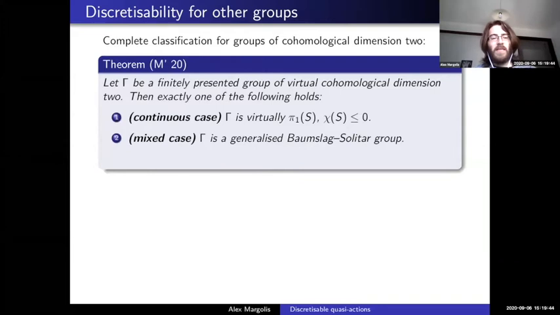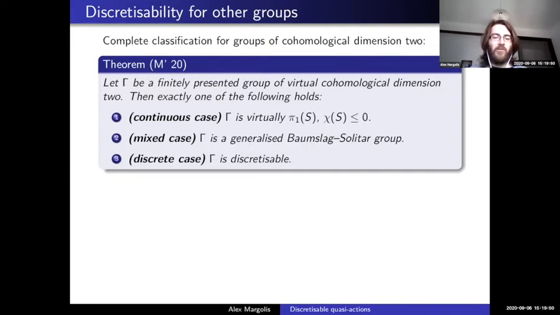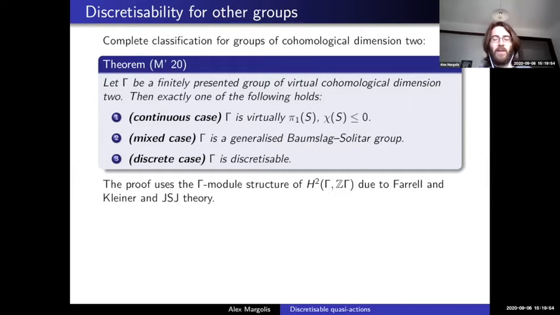And if we're not one of these specific cases, again, the geometry of these has been studied and is fairly well understood. The generic case, the group is discretizable. And the proof of this is very different to the previous theorem about hyperbolic groups. This uses the structure of the second cohomology module and results of Farrell and later Kleiner, and the theory of JSJ decompositions of groups.